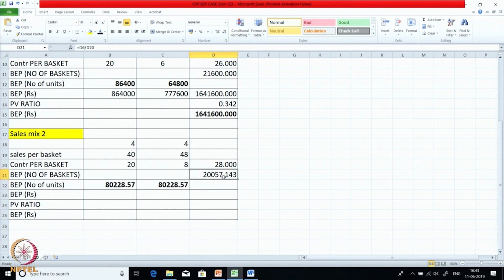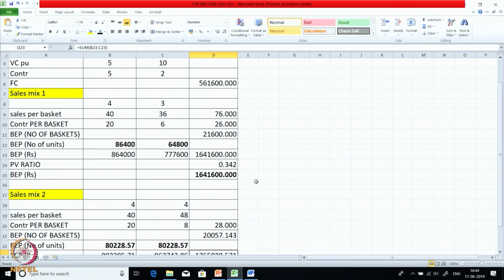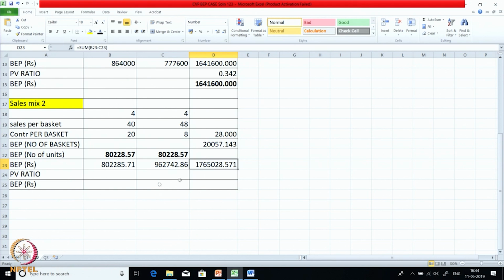In units, 20,057 into 4, so you get 80,228 of A and 80,228 of B. Also calculate it in rupees now. So multiplied by their respective sale prices, 8 lakhs 2,000 and 9 lakhs 62,000. So final answer is 17 lakhs 65,000. Same way it can be done using weighted average as well. Now the weighted average PV is 0.031. So BEP is 17 lakhs 65,000.